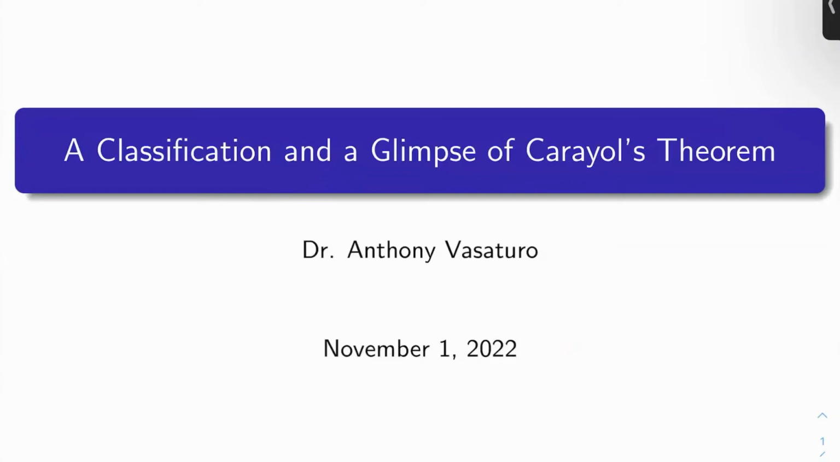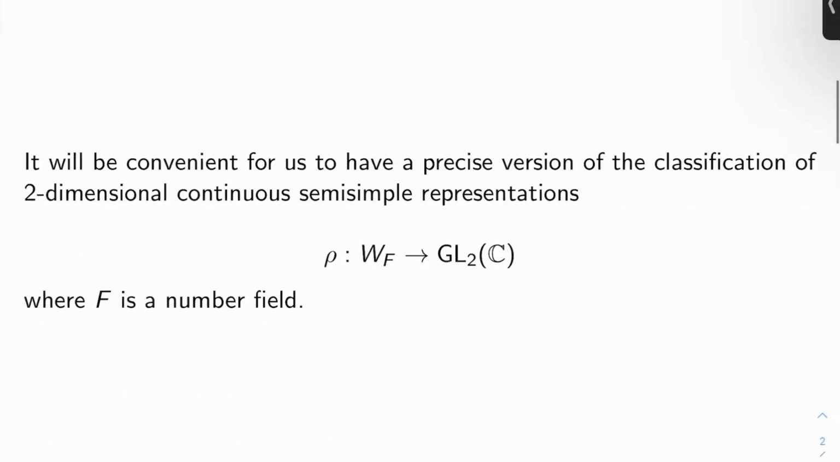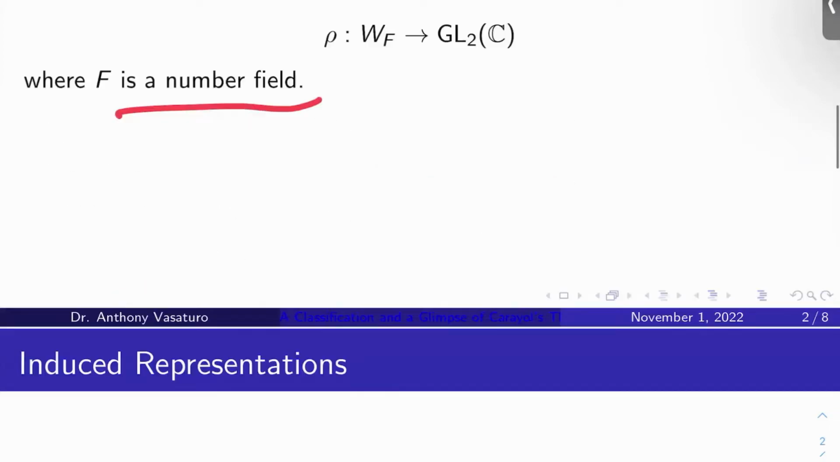Today's video will be on a classification of certain representations and a little tiny glimpse of Carroll's hard theorem, which we talked about in the first two chapters of my series of talks. So first of all, it's going to be convenient for us to have a precise version of the classification of two-dimensional continuous semi-simple reps rho on the Weil group of F into GL2 of C, where F is a number field. So let's look at that classification.